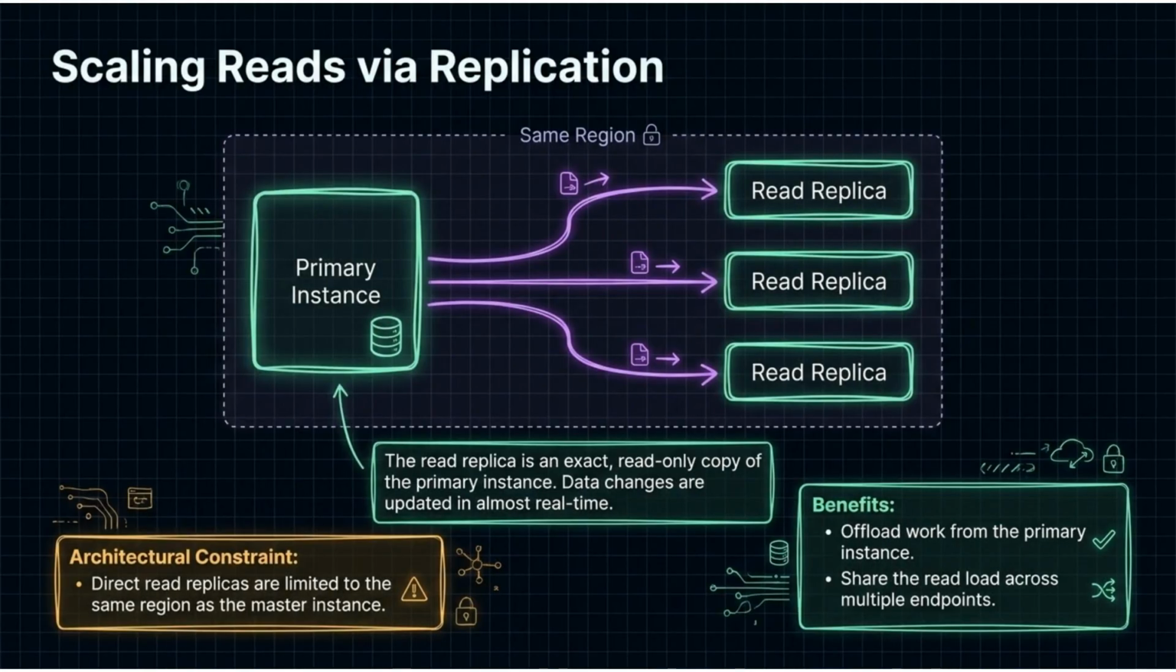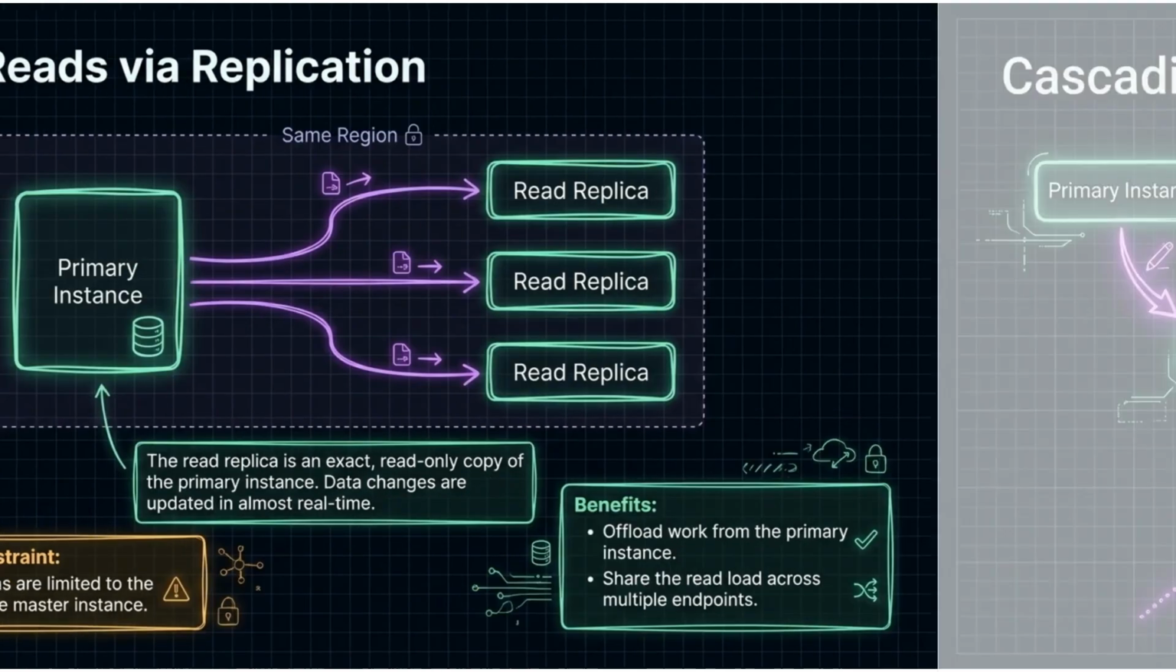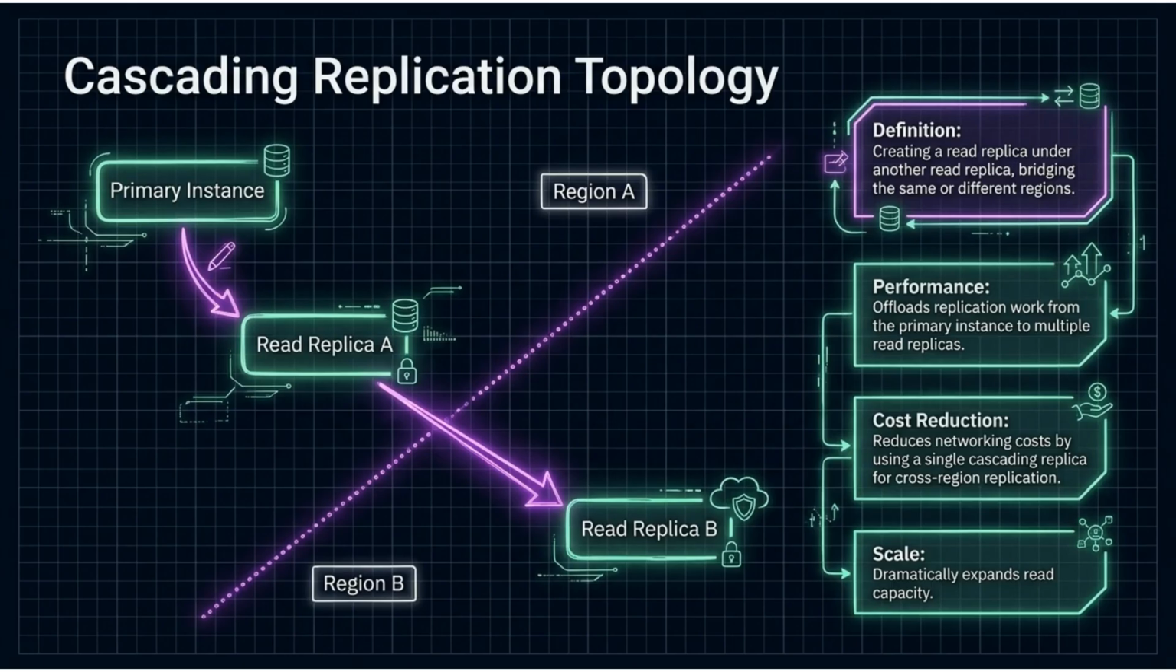Read replicas are exact, read-only copies of the primary instance, updating in near real-time. They offload work from the primary and share the read load across multiple endpoints in the same region. Cascading replication allows creating a read replica under another replica, bridging regions. This improves performance by offloading replication work and reduces networking costs for cross-region replication, dramatically expanding read capacity.